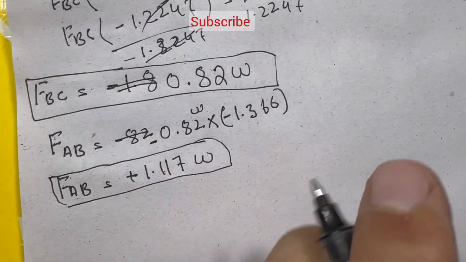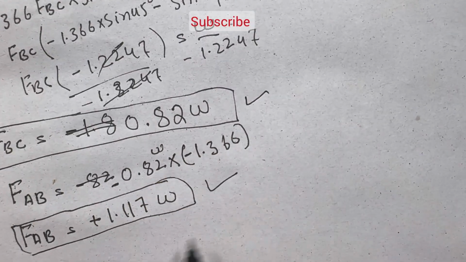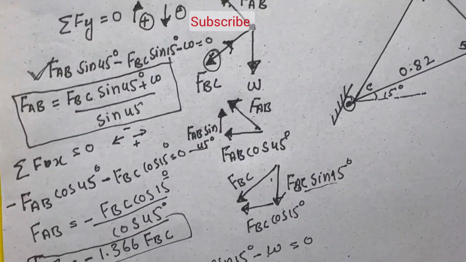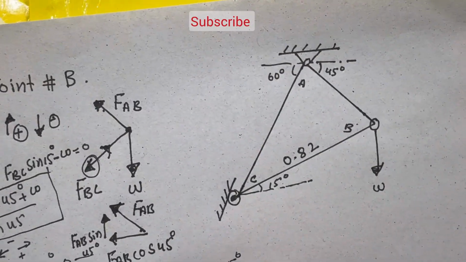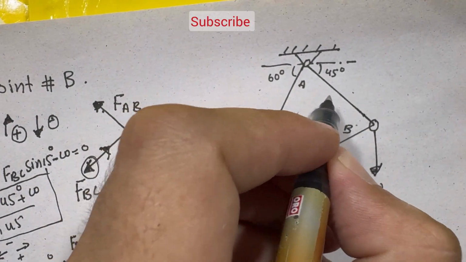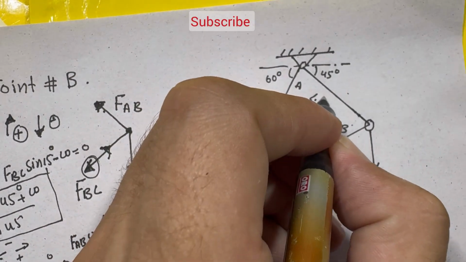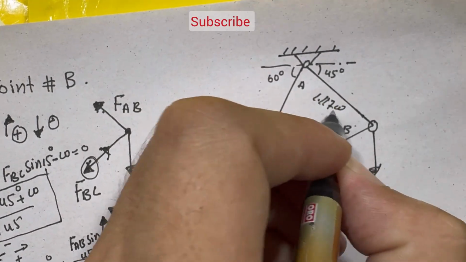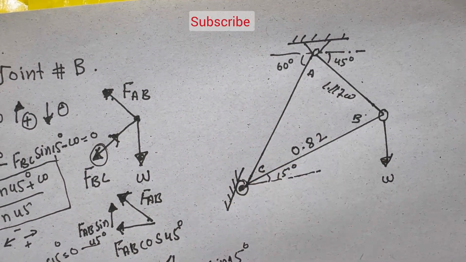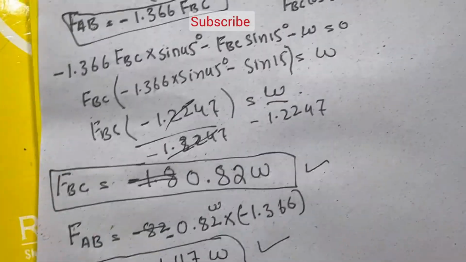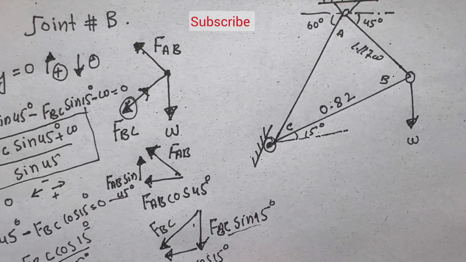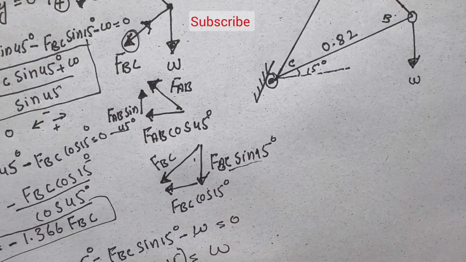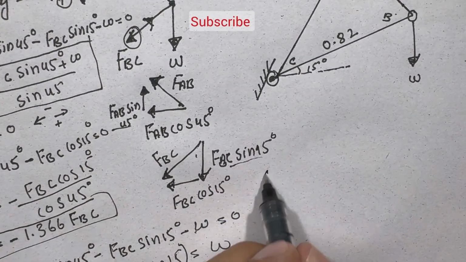So you are getting two forces in members. This is positive, which means my assumption was right, this member is in tension. The load exerted on this member is 1.117 W. Okay, so there is one member left, which is this member.